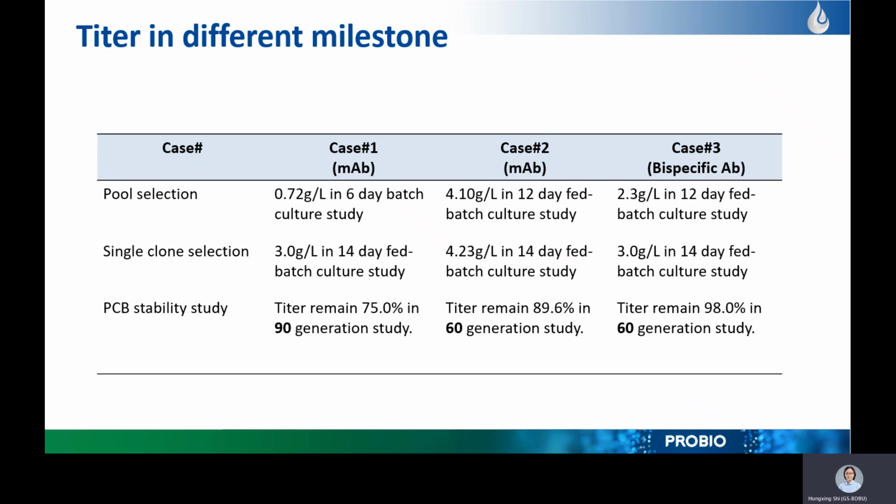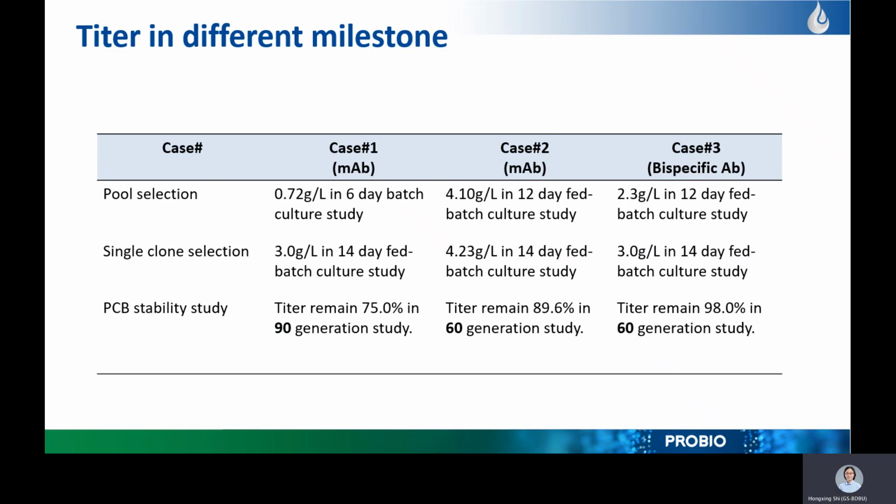The pool can reach the level of 2.3 grams after 12 days of fed batch culture. The clones can reach the level of 3 grams per liter for 14 days fed batch culture. The stability is maintained 98% after 16 days.